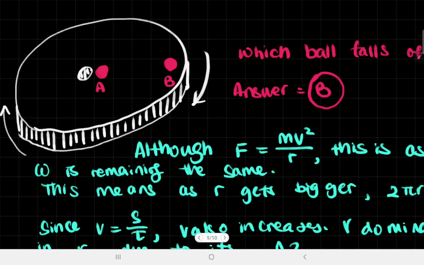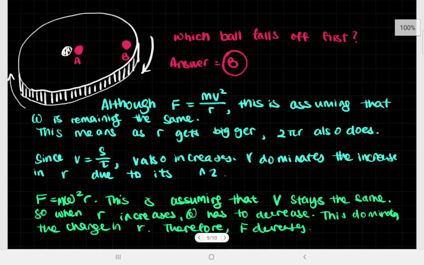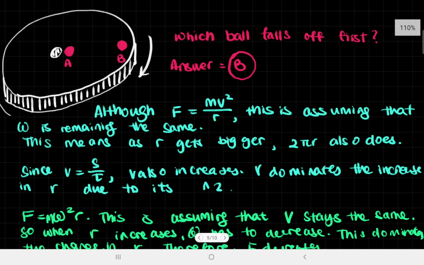And so sometimes they will ask in questions which ball falls off first. And you might think that it would be A, because we know that F equals mv squared divided by r. So if r is smaller and F is fixed, then v surely must become higher, right? Which means that using the same force, A can hold on until it's at a higher speed and B cannot. However, this is wrong. B is going to fall off first.